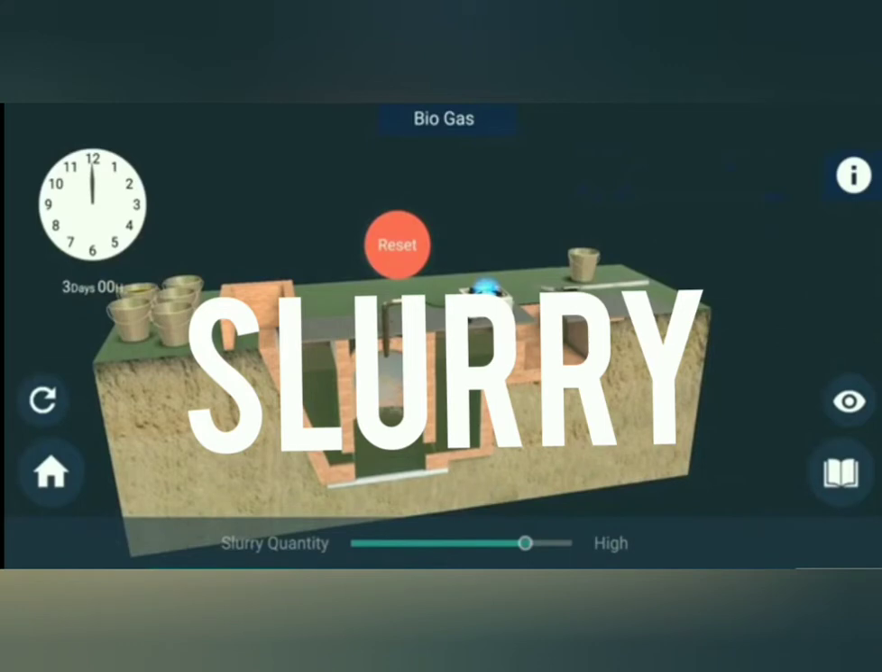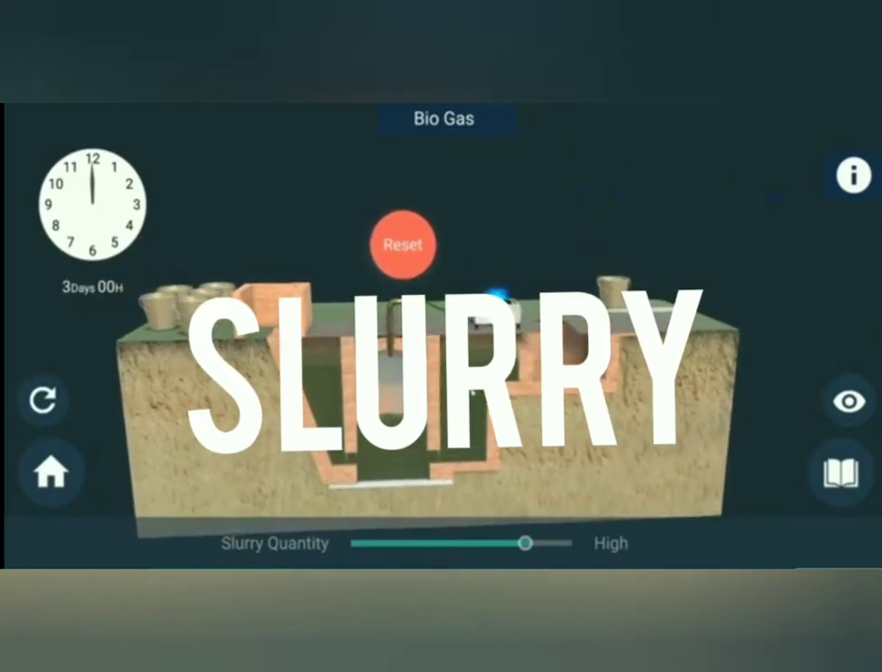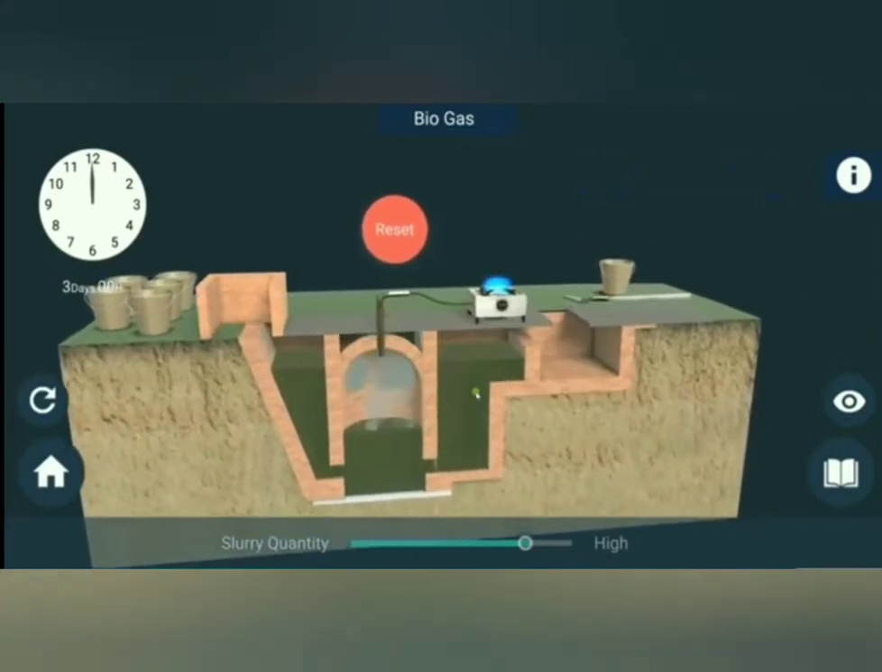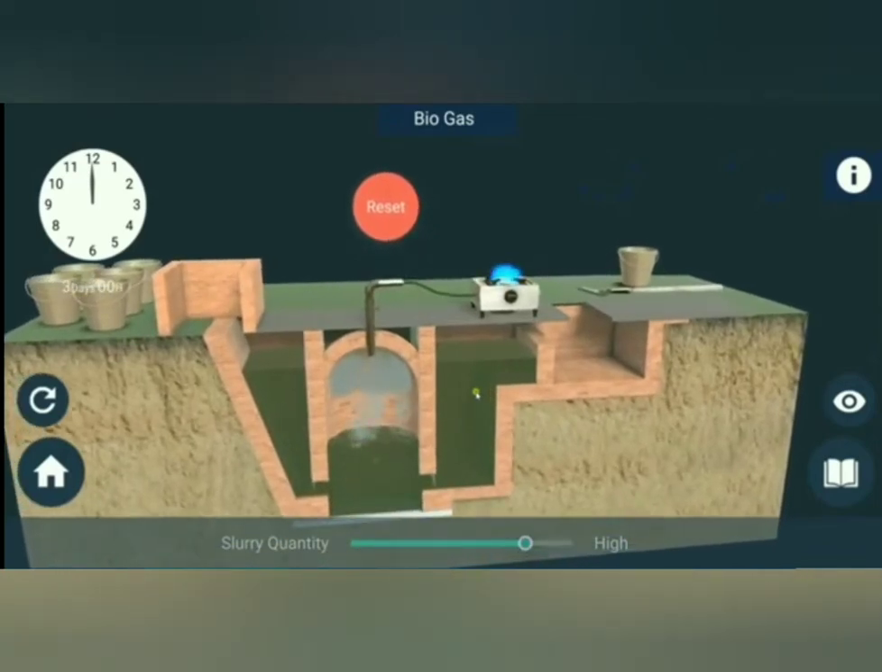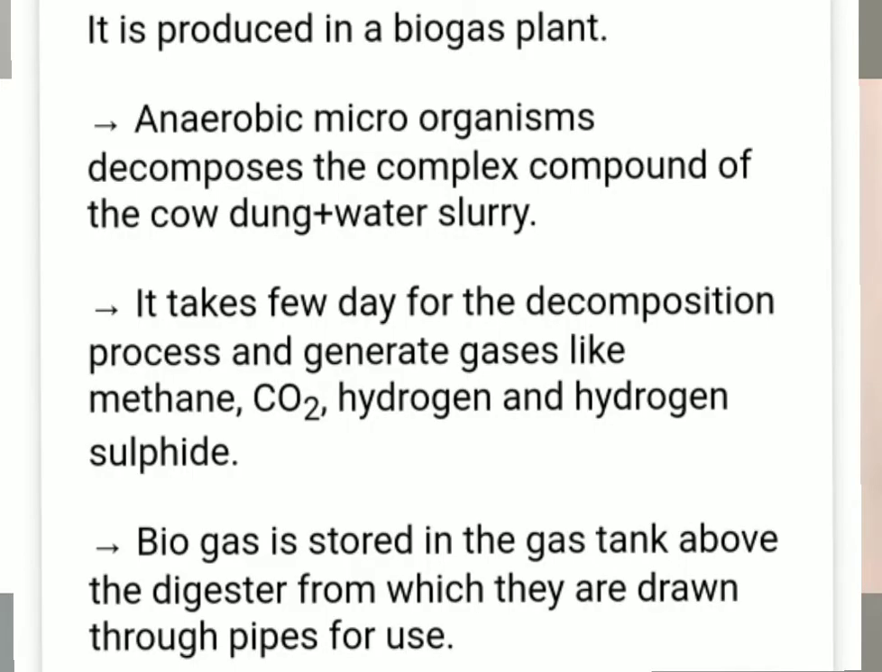Here slurry means a thick liquid consisting of water mixed with animal waste. So from this we learned that anaerobic microorganisms decompose the complex compounds of the cow dung and water slurry, and it takes a few days for the decomposition process and generates gases like methane, CO2, hydrogen and hydrogen sulfide. And biogas is stored in the gas tank above the digester, from which it is drawn through pipes for use.